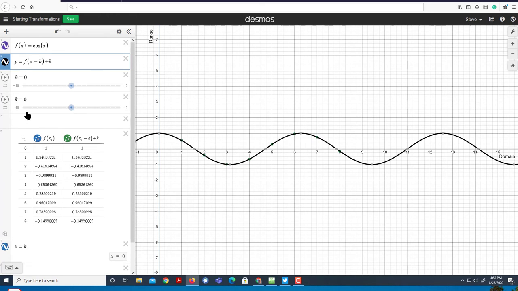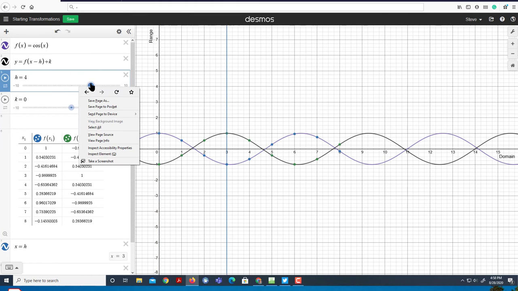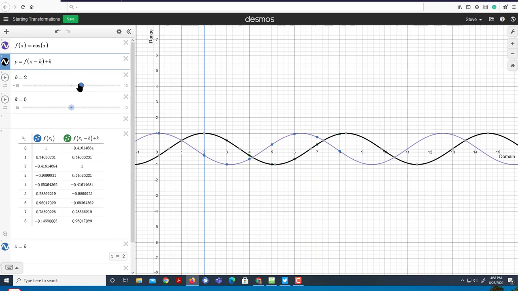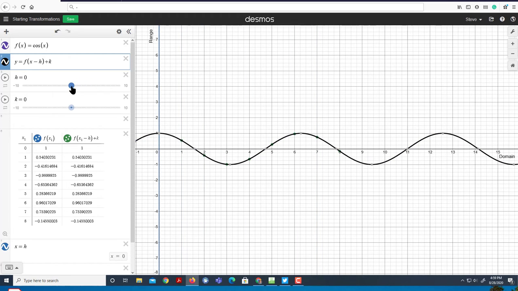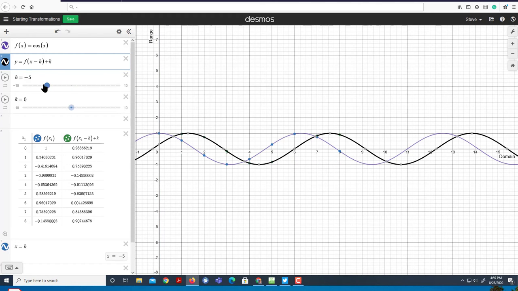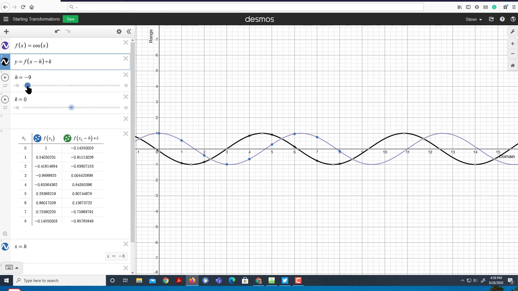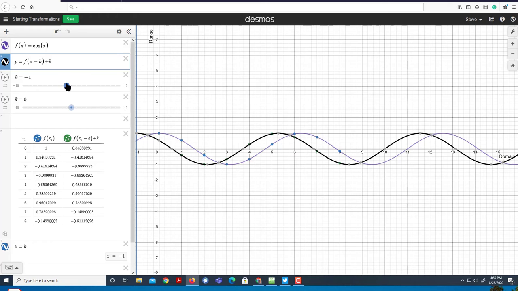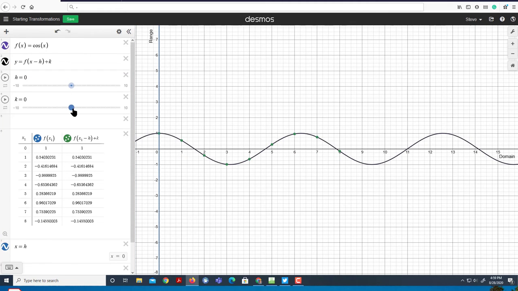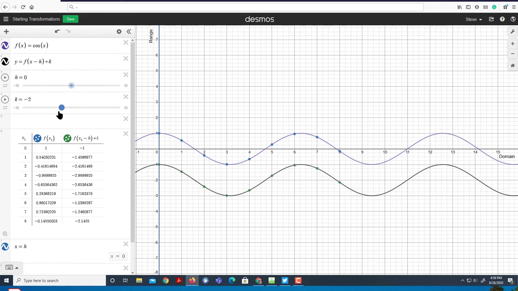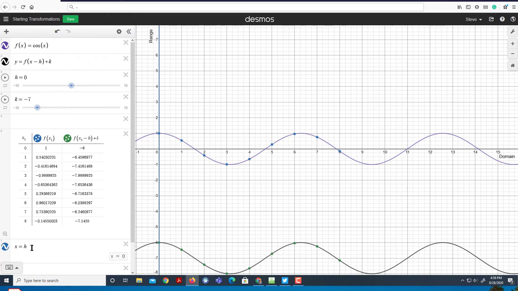Okay, so let's check. If I subtract a positive value, oh shucks, again it moves to the right. If I subtract a negative value, it moves to the left. Oh my, holy simoleons, it's the same thing. Newton is with us. If I'm adding a positive outside, I go up.